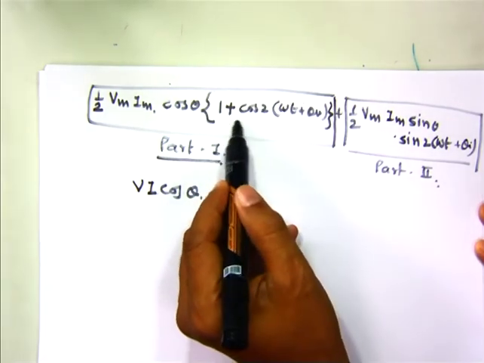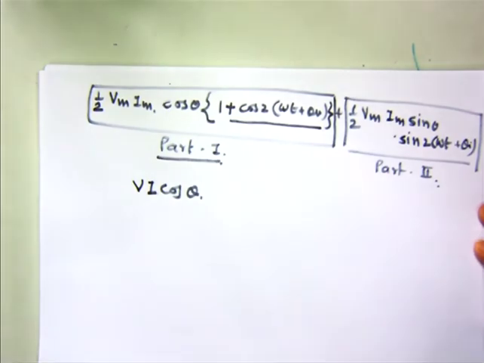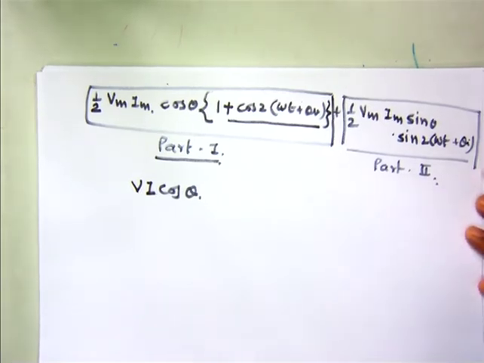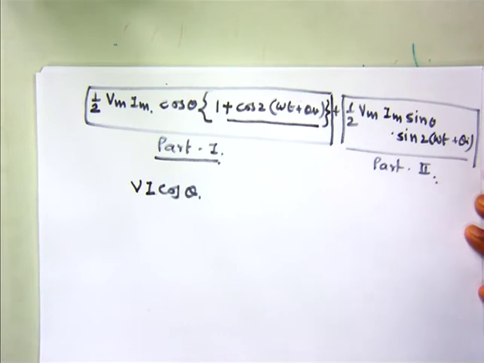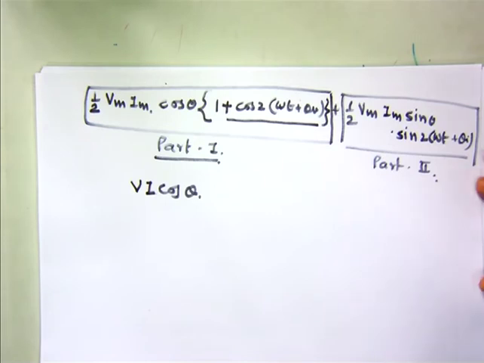The second portion of part 1 is basically an oscillating component. It is pulsating at twice the frequency, and the second property of this component is that it never becomes negative. That means it is a unidirectional power flow, flowing from source to load, and that is why this is known as the active power. This is normally referred to as active power.